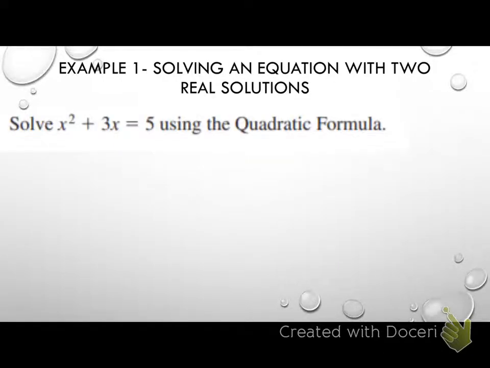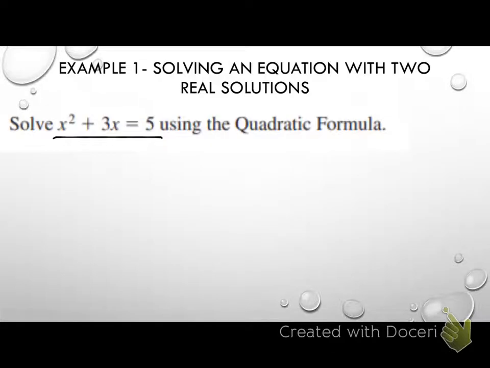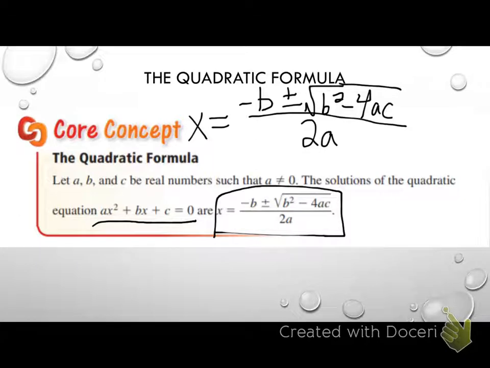Solve x squared plus 3x equals 5 using the quadratic formula. Is this equation in this form right here? No. Well, how is it not in that form? Because the 3 is on the same side as x, and then x is squared. We want x to be squared, right? I want it to be ax squared plus bx plus c equals 0.